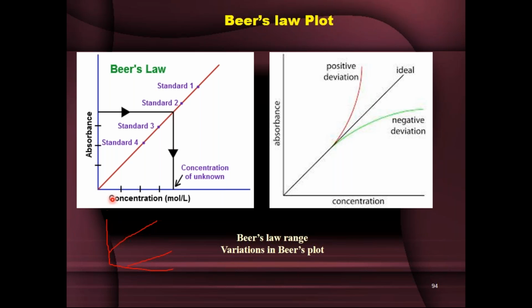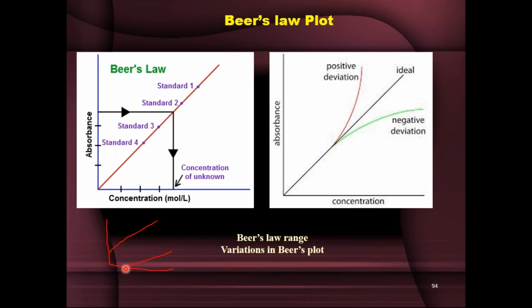You have to go to lower and lower concentrations till a time when you get a plot of this type. That means the straight line will not pass through the origin. Instead, it will intercept on the y-axis. The moment you get a plot intercepting on the y-axis, you can consider that to be the lower limit of the Beer's law range for your substance.